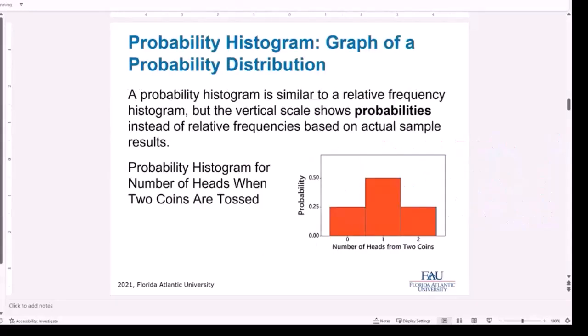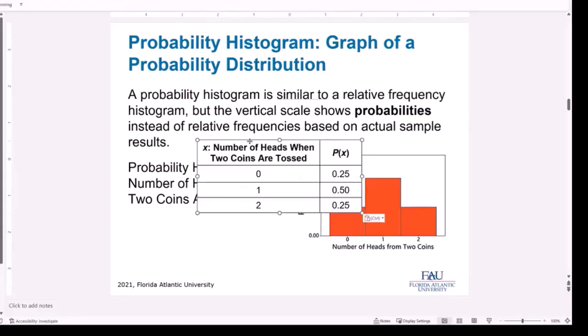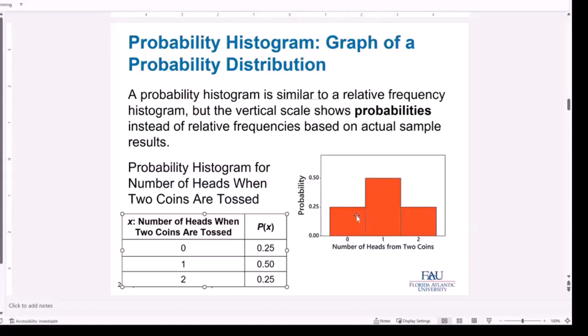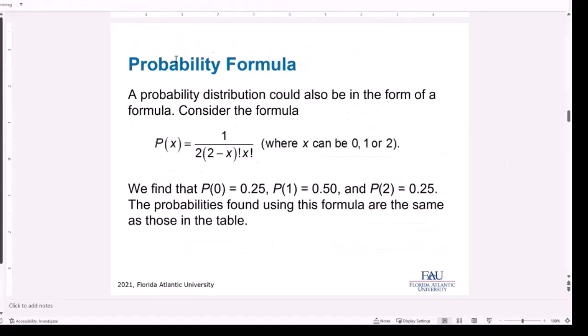Here's a histogram. This is a graph of the probability distribution of that table. At 0, my probability is 0.25. At 1, my probability is 0.5. And at 2, my probability is 0.25. We have a graph and a table. Here's the formula. A probability distribution can also be in the form of a formula.